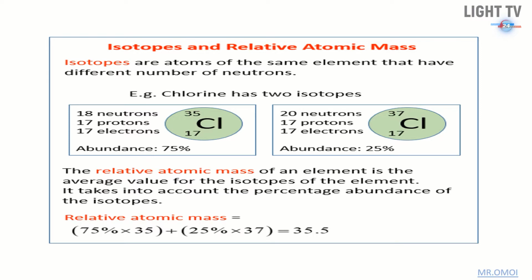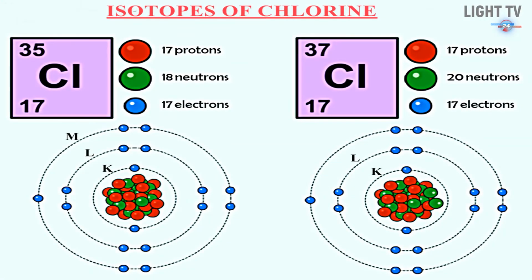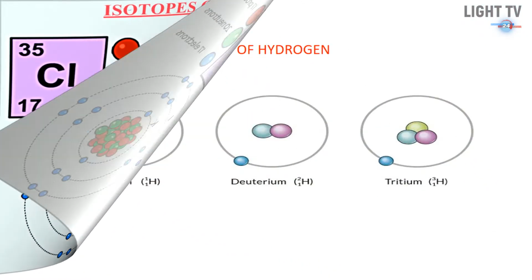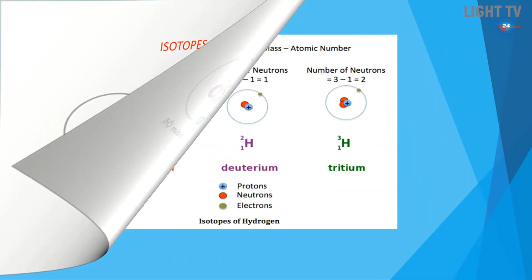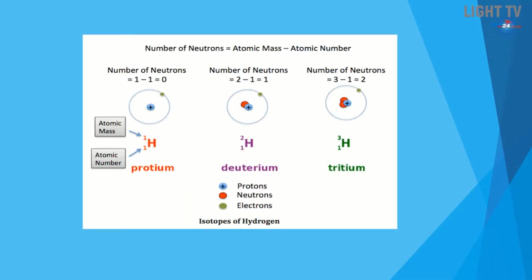Or atoms of the same element with the same number of protons but different number of neutrons. That's another way you can put it. An example is hydrogen isotopes. Hydrogen has three isotopes: hydrogen 1, hydrogen 2, and hydrogen 3. In simple terms, we have protium, deuterium, and tritium. Those are the names of the isotopes.